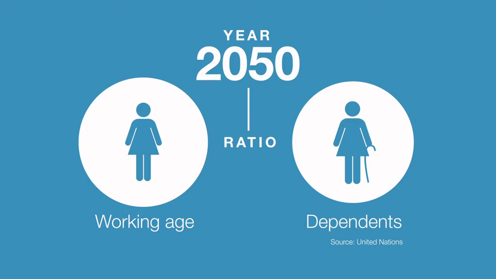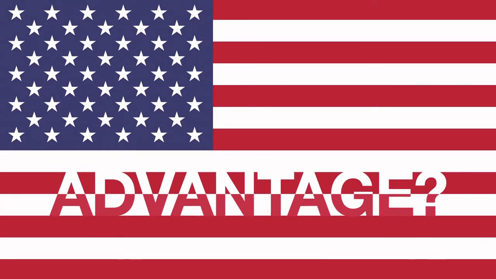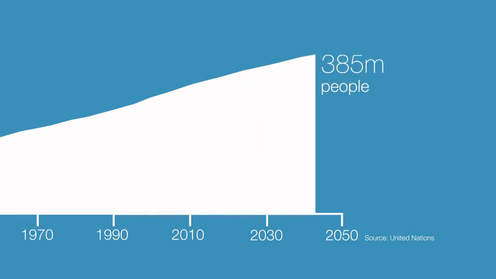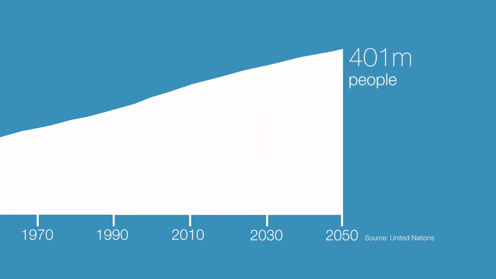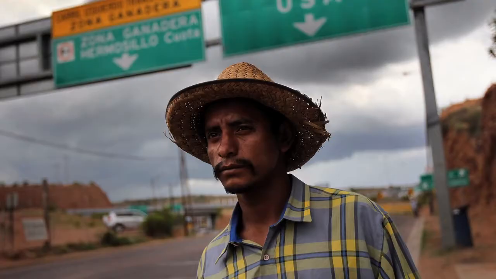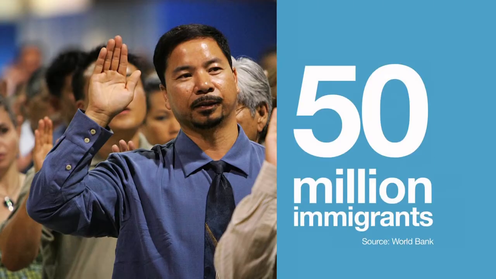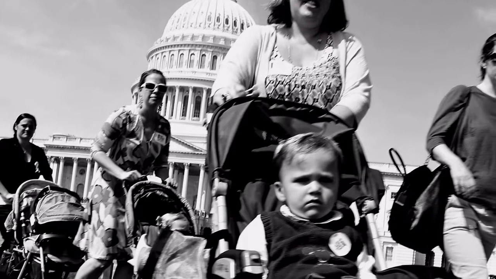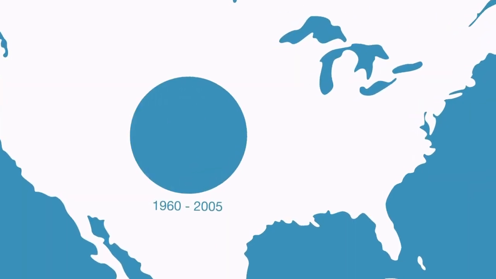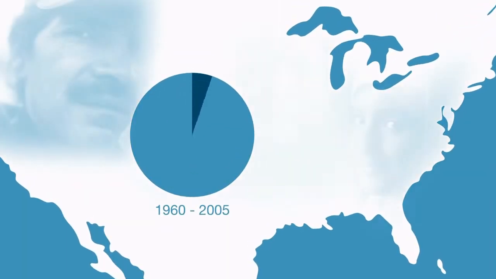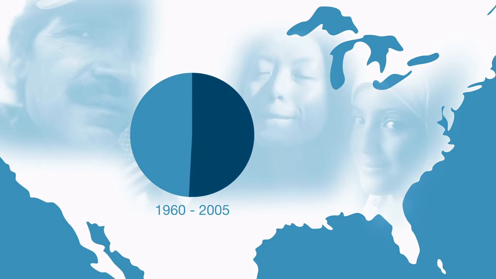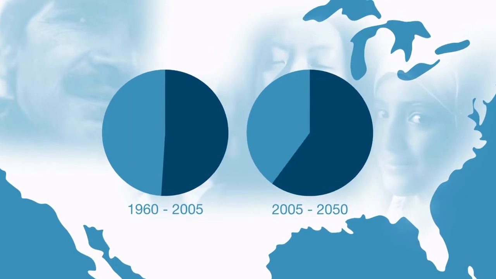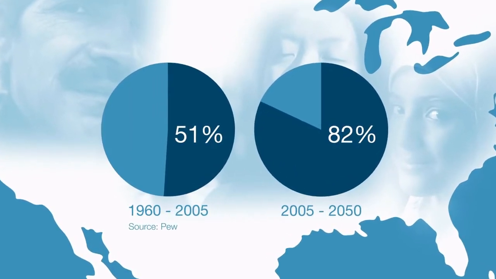The US, however, may have an advantage here. Its population is growing slower and getting older, but it's still projected to be younger than major trading partners in Europe and Asia. That's because America has the most immigrants of any country. They're bringing higher fertility rates, even as US-born women are having fewer babies. Between 1960 and 2005, immigrants and their descendants accounted for 51% of US population growth. Now, between 2005 and 2050, they'll account for 82% of that growth.